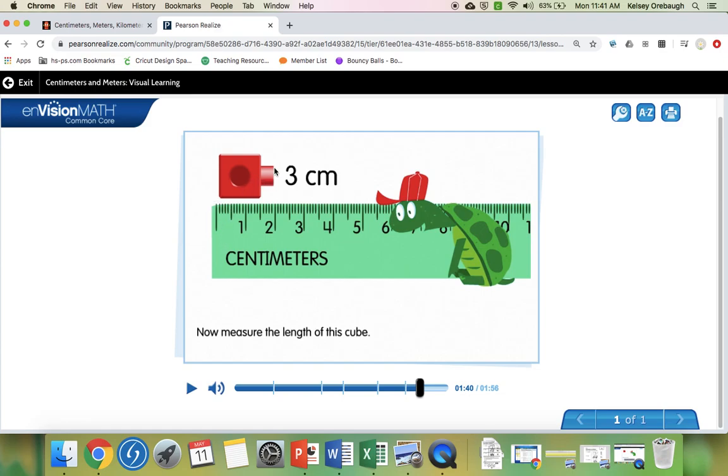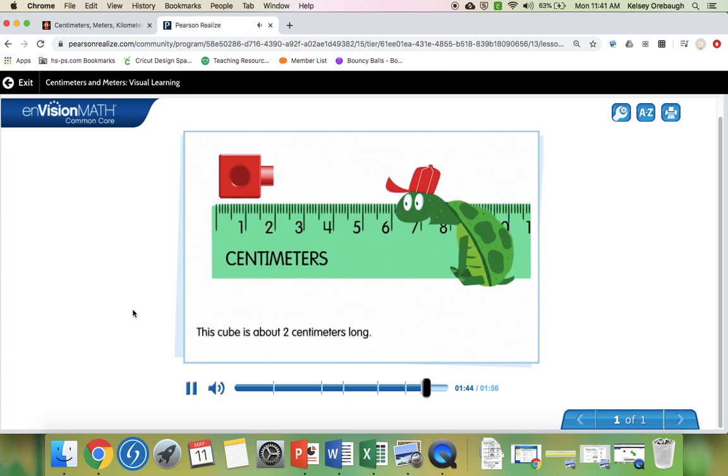We see that the very end of the cube lands just about at the 2 centimeter mark. So Miss Kelsey's estimate was correct. I said about 2 centimeters. This cube is about 2 centimeters long.